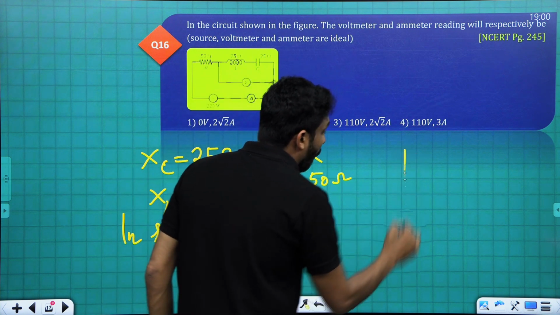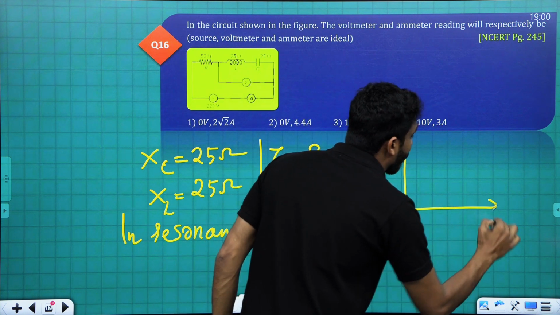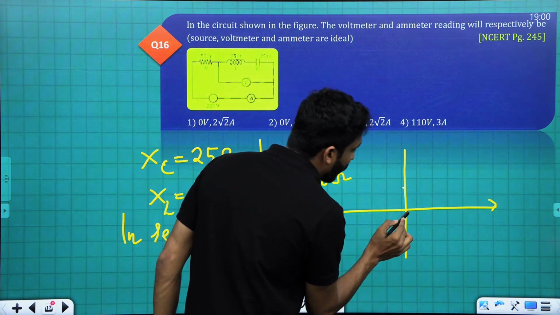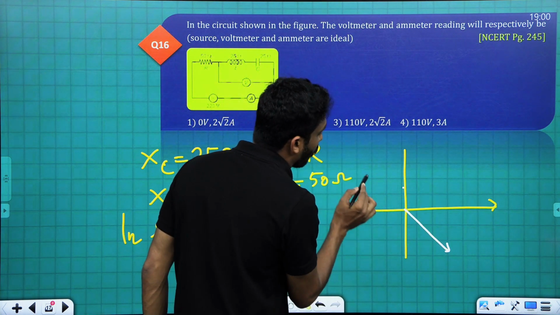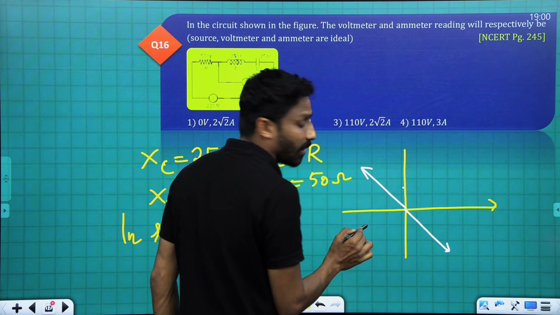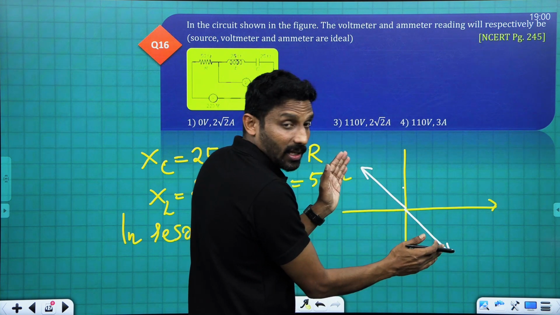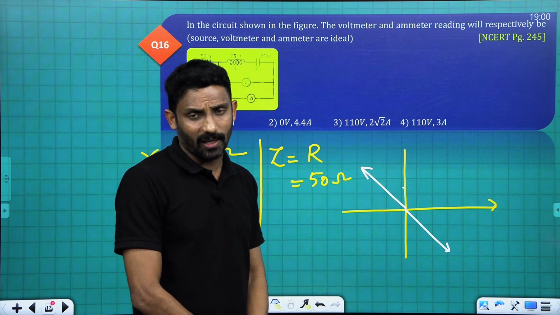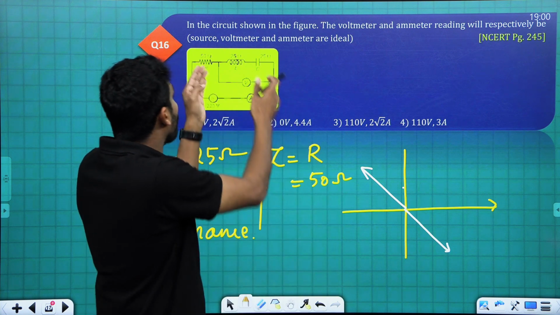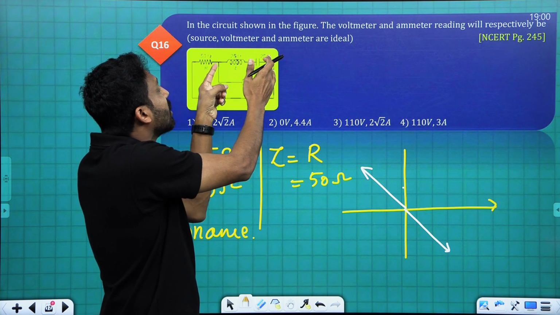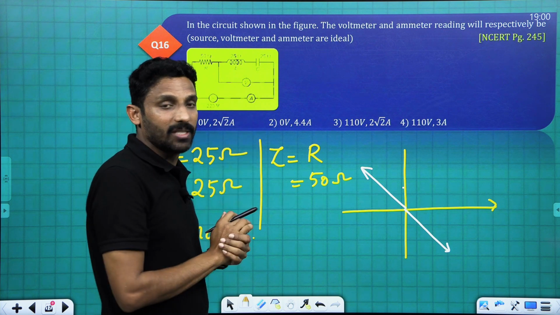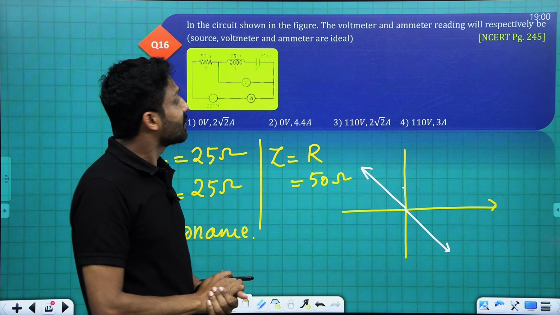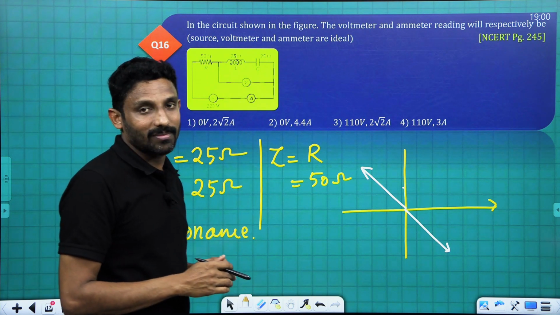We studied the phasor diagram. The voltage across the capacitor is in this way, then the voltage across the inductor will be in this way. These two are in the opposite direction and of the same magnitude, so when we add these two vectors, they will be cancelled. Then what will be the effective voltage between these two points? The effective voltage between those points will be 0. So the voltmeter reading is 0.